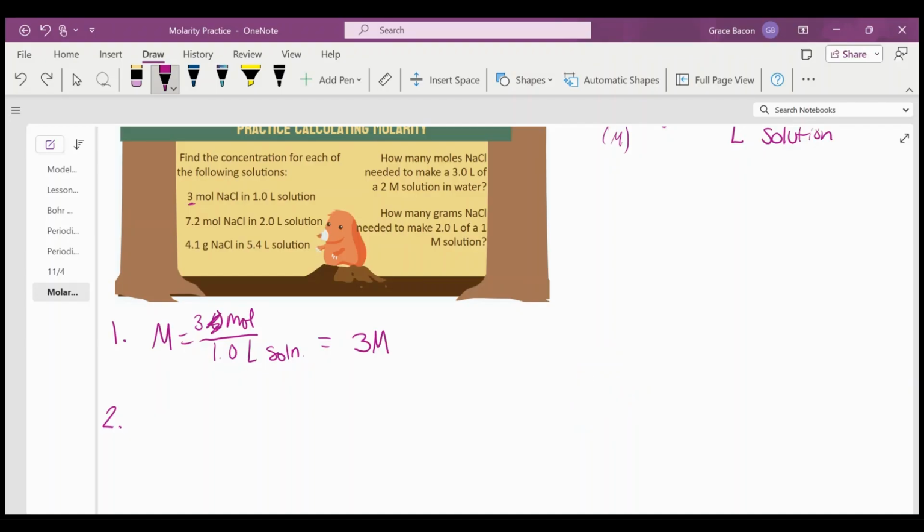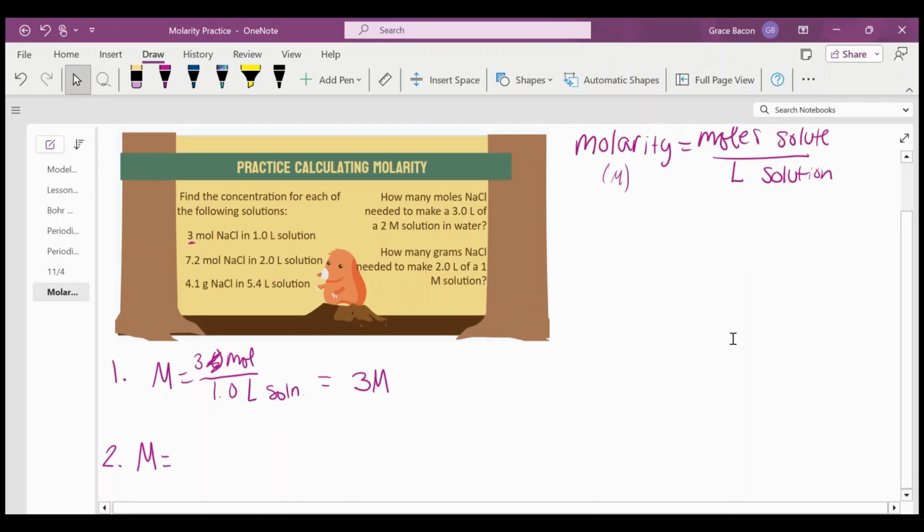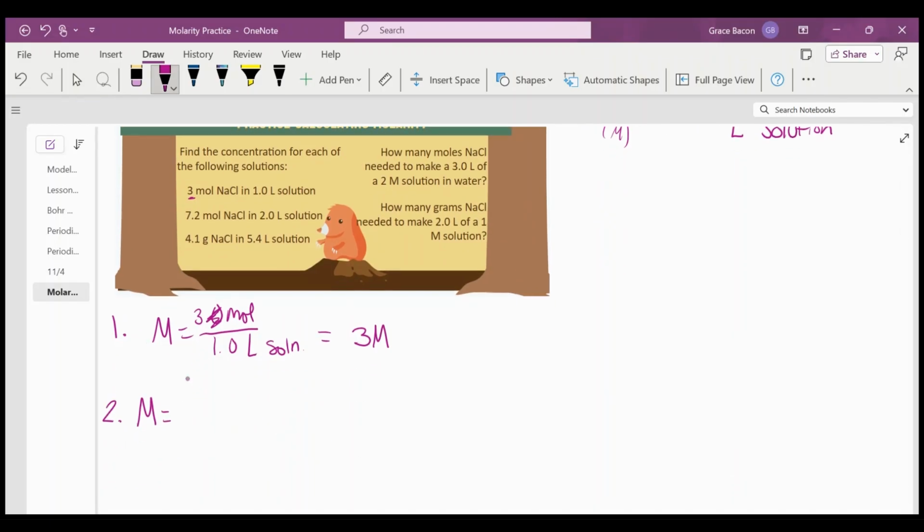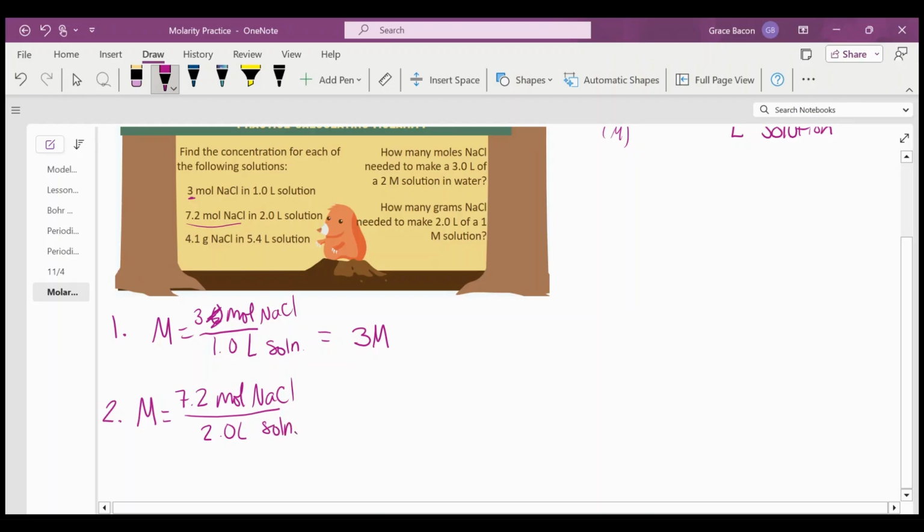we can also just do the math. We can say our molarity equals moles of solute divided by liters of solution. So moles of solute is going to be 7.2 moles NaCl, out of 2 liters of solution. Remember, this is my whole solution, including the NaCl, not just the solvent. 7.2 divided by 2 gives me 3.6, and moles per liter gives me molar.